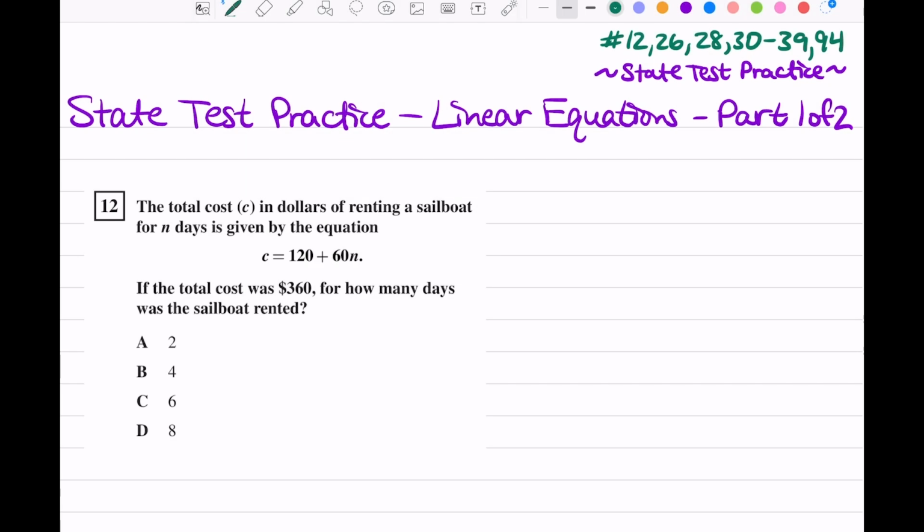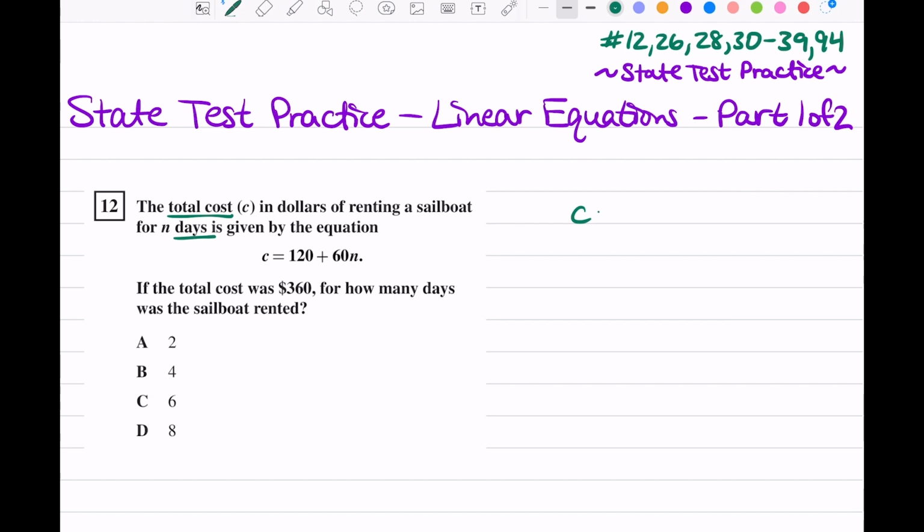The total cost in dollars of renting a sailboat for n days is given by the equation C equals 120 plus 60n. If the total cost was $360, for how many days was the sailboat rented? Alright, in our equation, C represents the total cost and n represents days. So we could actually rewrite this equation using these words.